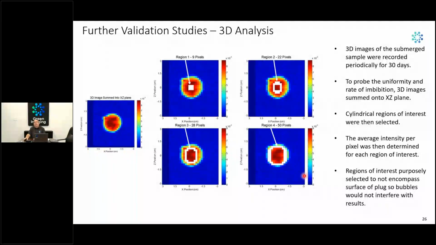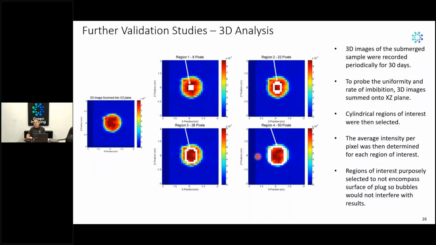I then looked at regions of interest within the rock. So I had region of interest 1, which is the middle of the rock, region of interest 2, which is the next series out, region 3, which is just beyond region 2, and then finally region 4, which was just inside the rock. And notice I didn't include the very surface of the rock because I wanted to make sure I wasn't seeing any bubbles that might have been forming on the surface of the rock. So then I looked at the average intensity in each of these regions as a function of time.